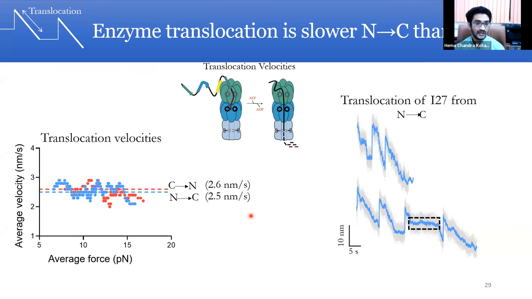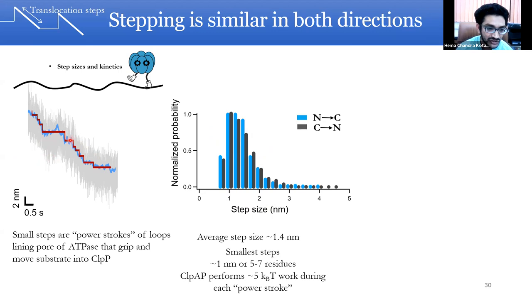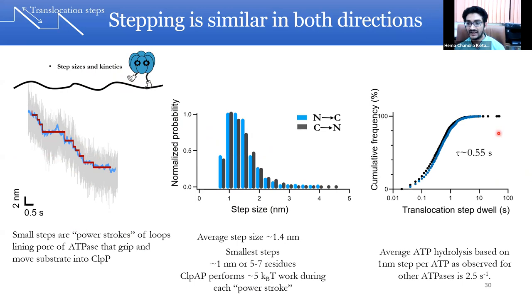We can also get more information on this translocation, in the sense of how this enzyme moves on the polypeptide. What are the step sizes it takes? As I mentioned, it's not a diffusive process, but more like a stepwise process, where you have power strokes during every ATP cycle, with the enzyme moving a certain distance. You can also look at the average step size: how much does the enzyme move? Is it 1 amino acid, 2 amino acids, or 5 amino acids? And how long does the enzyme wait before taking each of those steps? All this information can be obtained from these single molecule studies.